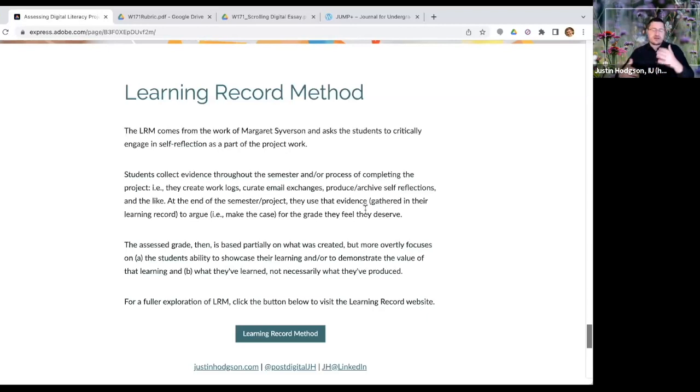And there's other related models that have come up in the years, like labor grading, ungrading. There's things that work, but this is a little more involved. And there's a link to the Learning Record Method website, which provides a much more robust conversation on this. So those are just some approaches.